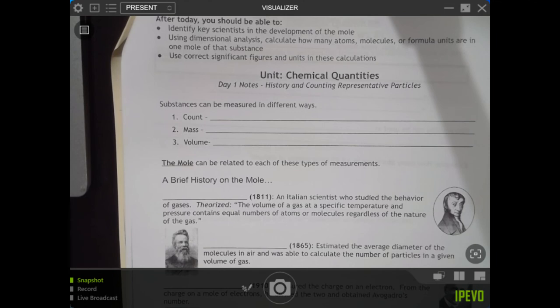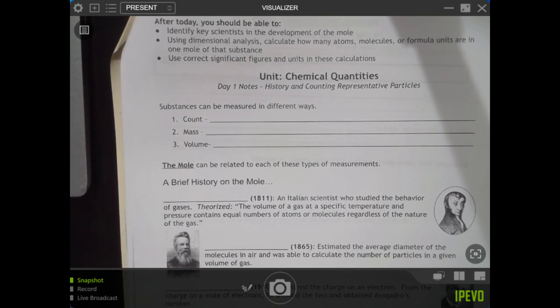So this first unit that we're going to cover this semester talks about chemical quantities and how we use chemical quantities to count these atoms, because atoms are so teensy tiny, very, very, very small, and millions, trillions, billions of them can fit on the head of a pen.